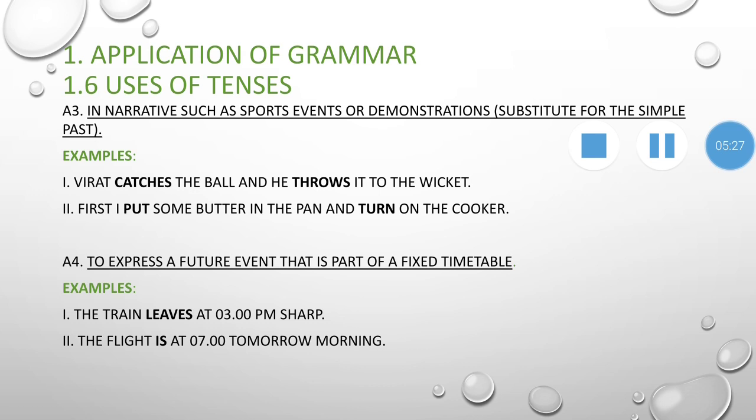Number 4: to express a future event that is part of a fixed timetable. If your planning is fixed in the future, it is indicated by simple present tense, and if your planning is not fixed but the action will happen in future, it is indicated by simple future tense. It is the basic difference between simple present and simple future. The train leaves at 3 p.m. sharp. Today it is morning and we are discussing the afternoon. The future is indicated by simple present tense, because it has a specific time.